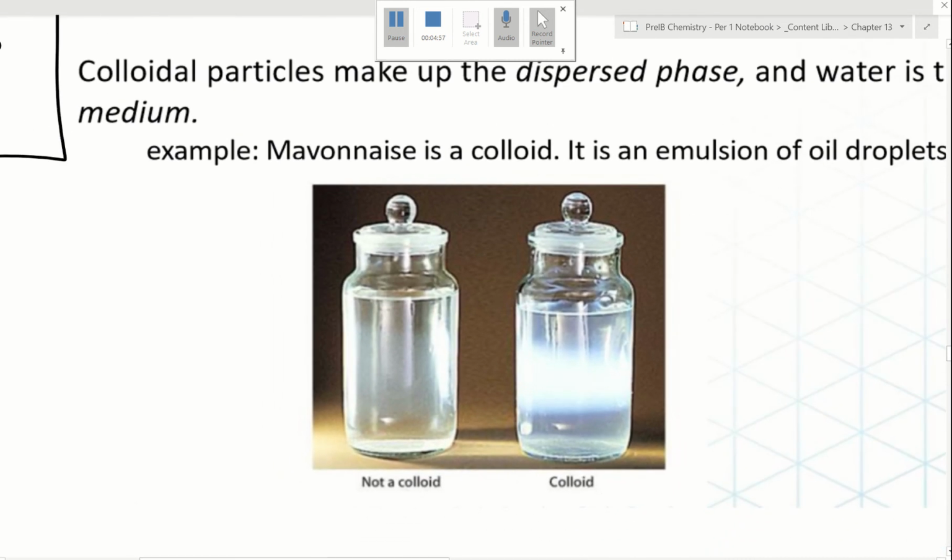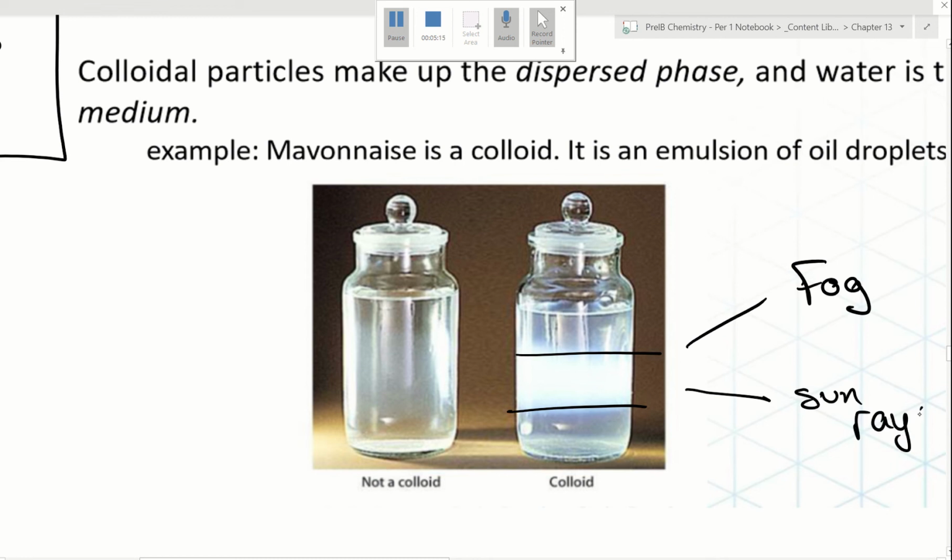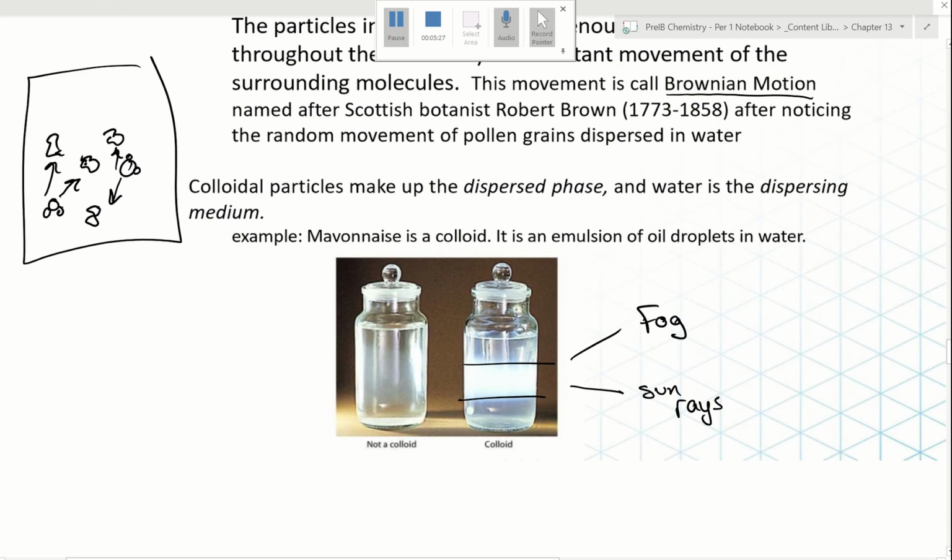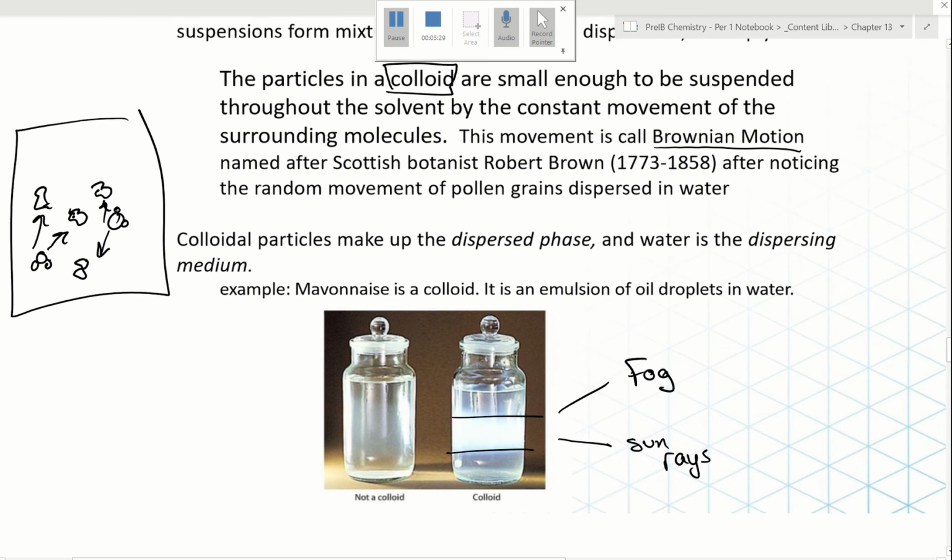But we can tell something is a colloid by shining a beam of light through it. If you shine a beam of light through it, you actually see the beam. You've experienced this in fog with headlights, or rays of the sun coming in through the window, and you can kind of see the beam through the dust particles or even through smoke. If you've ever been camping, a flashlight through campfire smoke makes these beams. That's the Tyndall effect, is what that is called.